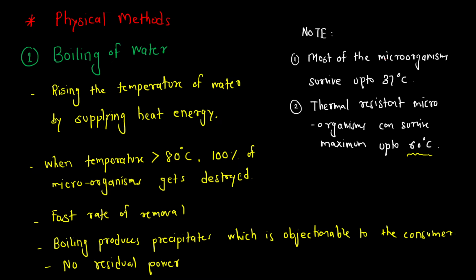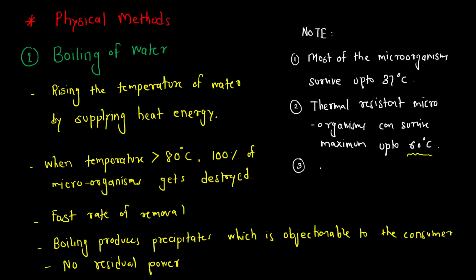Most of the microorganisms survive up to 37 degrees Celsius. However, there are certain microorganisms that can even survive up to 60 degrees Celsius, and these are called thermal resistant microorganisms. But at temperatures greater than 60 degrees Celsius, almost all the microorganisms get destroyed. Along with this, there is one more point that you write here.